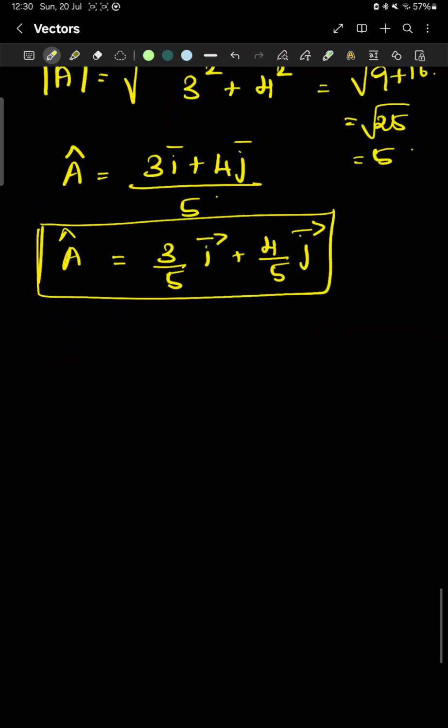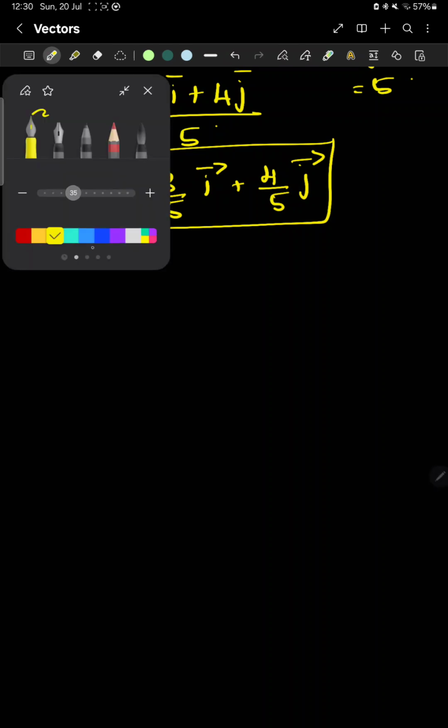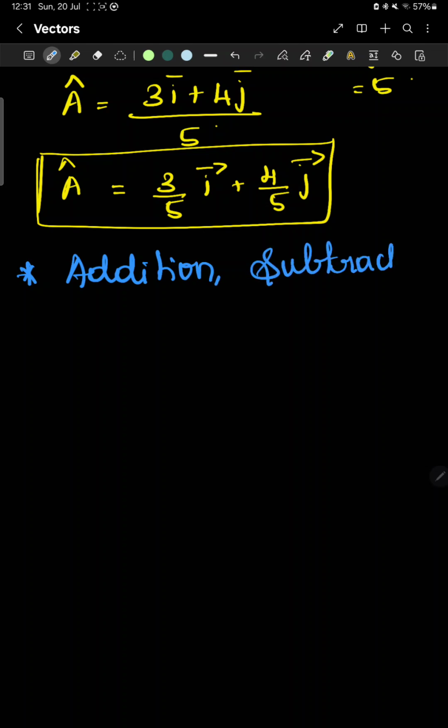Now after this, we have to know how to find the angle, and how to add or subtract two vectors. Those are the things we are going to see. So the arithmetic operations, especially vector addition as well as vector subtraction, we can do. For vector addition and vector subtraction, we have three rules.